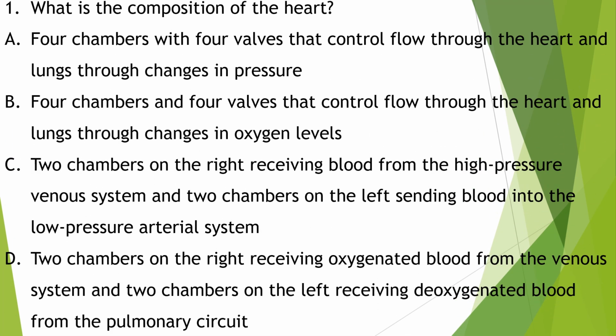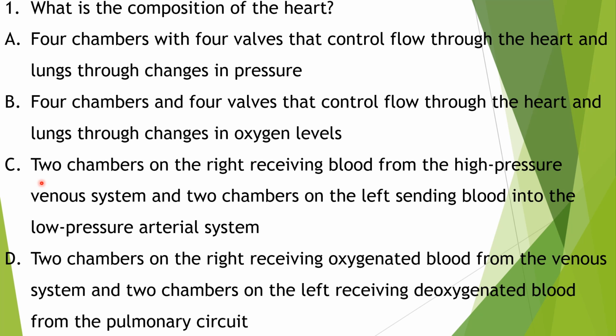4 chambers with 4 valves that control flow through the heart and lungs through changes in pressure. 4 chambers and 4 walls that control flow through the heart and lungs through changes in the oxygen level. 2 chambers on the right receiving blood from the high pressure venous system and 2 chambers on the left sending blood into the low pressure arterial system. 2 chambers on the right receiving oxygenated blood from the venous system and the 2 chambers on the left receiving deoxygenated blood from the pulmonary circuit.